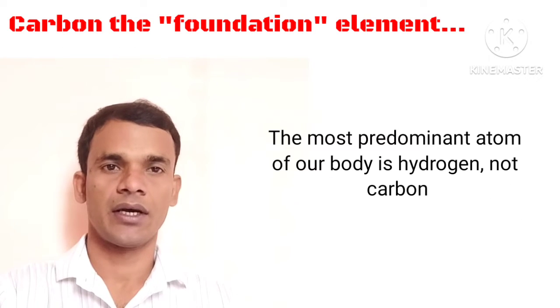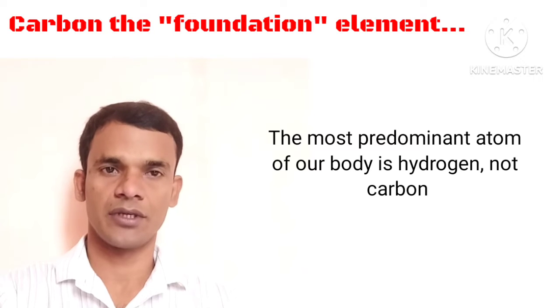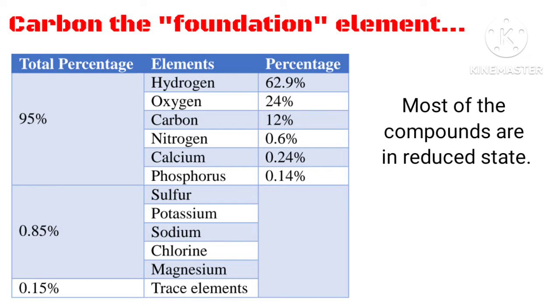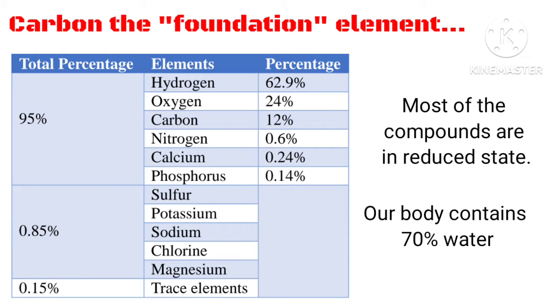So what do you think? Is carbon the most predominant atom present in the cell? If you watch this table carefully, you will realize hydrogen is the most predominant atom, not carbon. Because most of the compounds are in a reduced state and because 70% of the body is made of water.